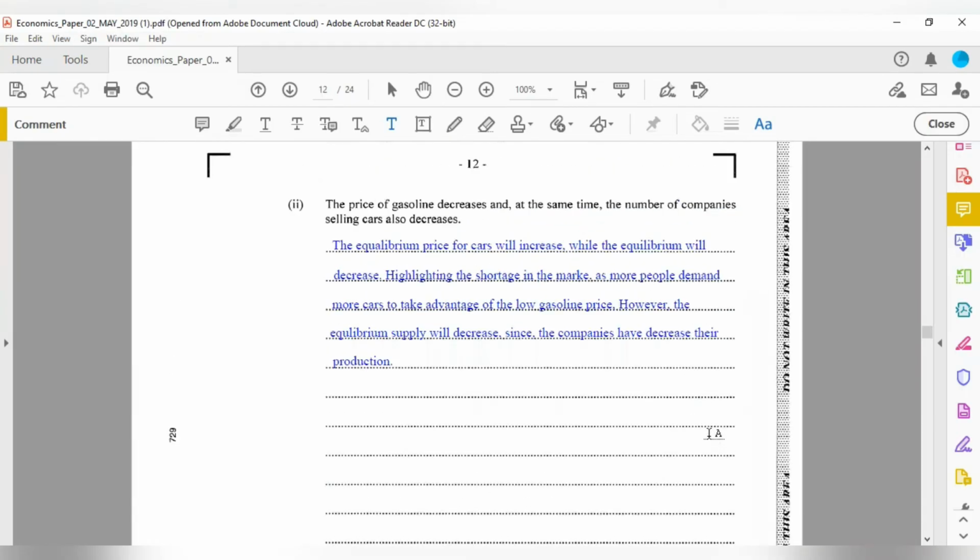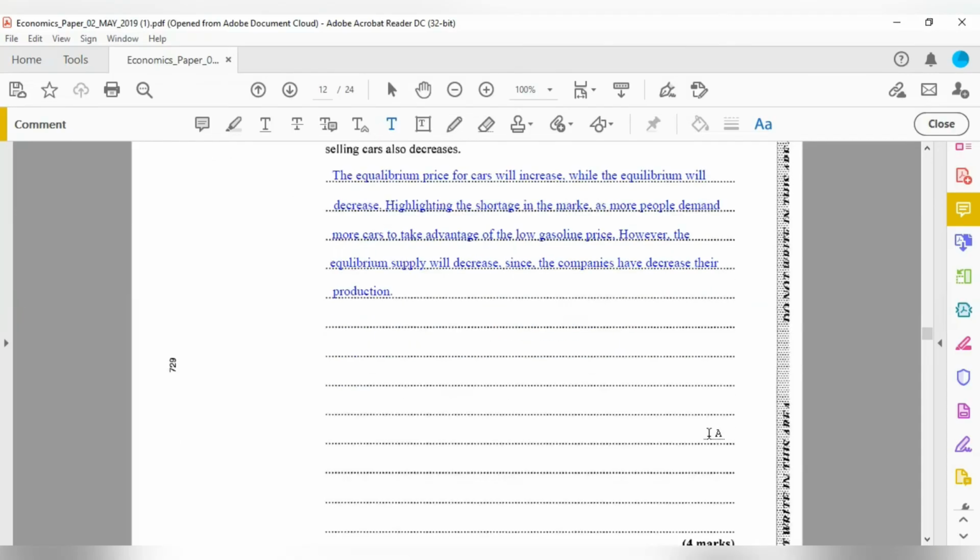And the price of gasoline decreases, and at the same time, the number of companies selling cars also decreases. The equilibrium price of cars will increase, while the equilibrium quantity will decrease, highlighting a shortage in the market as more people demand more cars to take advantage of the low gasoline price. However, the equilibrium supply will decrease as companies have decreased their production.